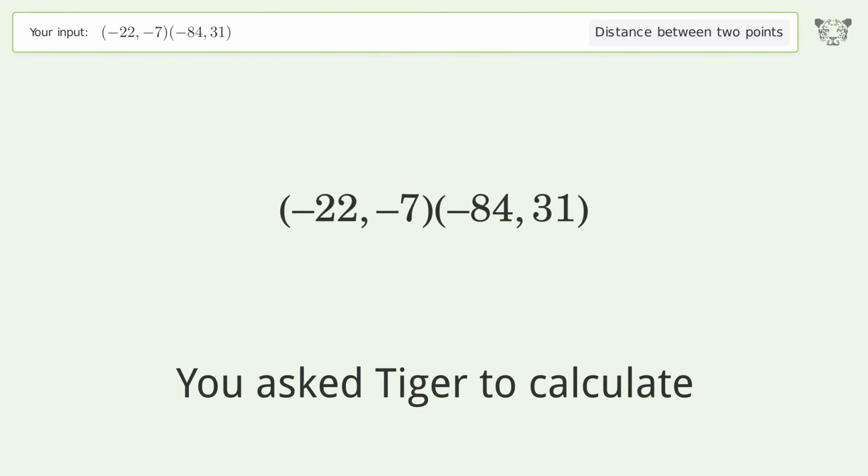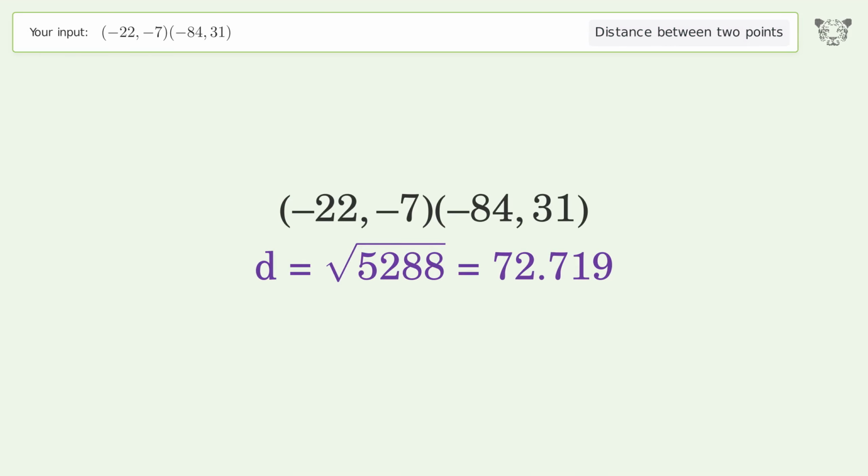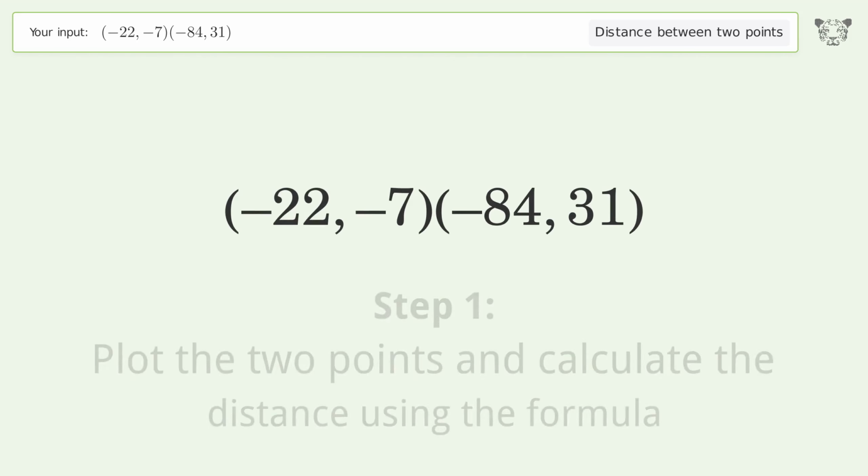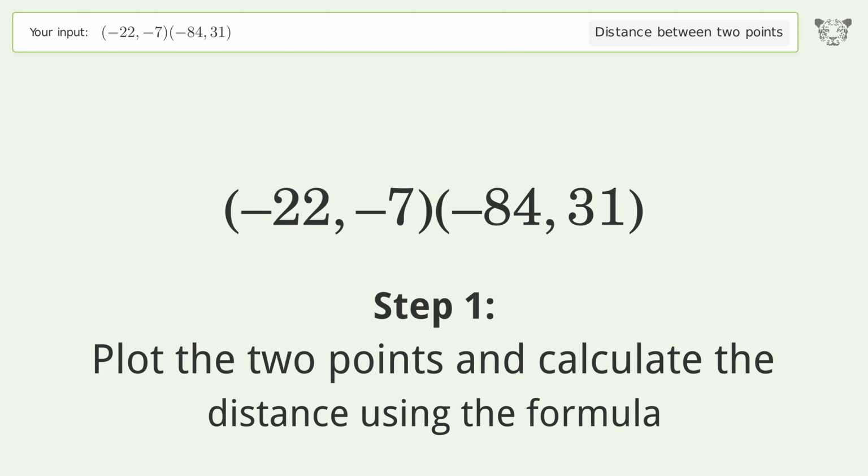You ask Tiger to calculate. This deals with the distance between 2 points. The distance between the 2 points is the square root of 5,288, or 72.719. Let's solve it step by step. Plot the 2 points and calculate the distance using the formula.